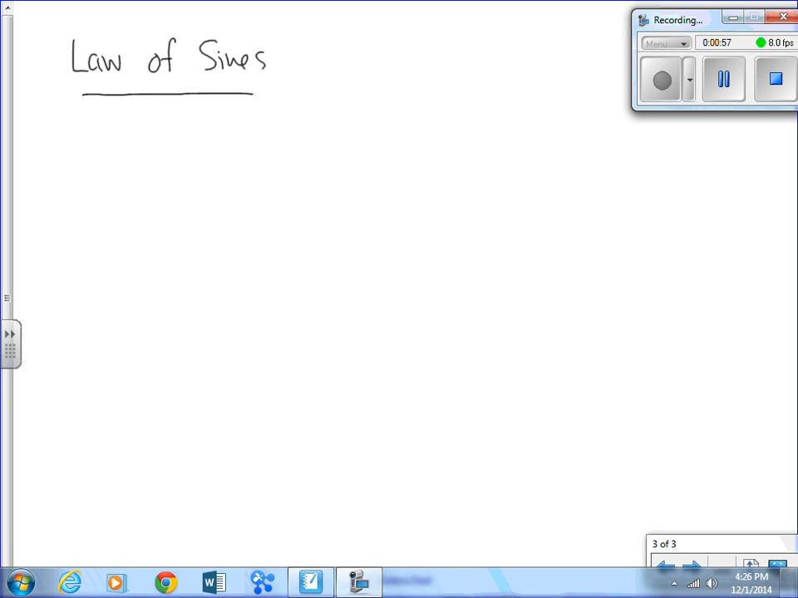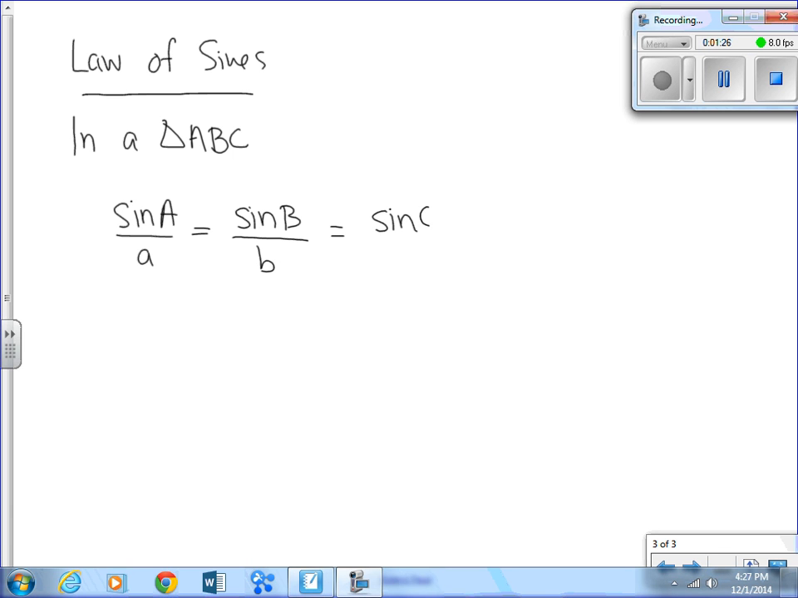All right, so what the law of sines tells us is that in a triangle ABC, we're always going to have certain proportions, or a certain ratio. The sine of angle A divided by the side a is going to be equal to the sine of angle B divided by the side b, and that's going to be equal to the sine of angle C divided by the side c.